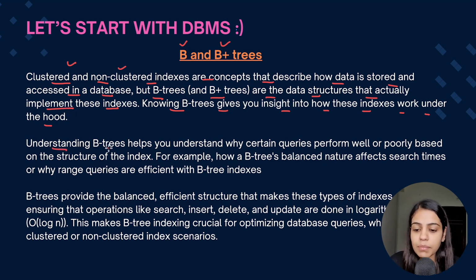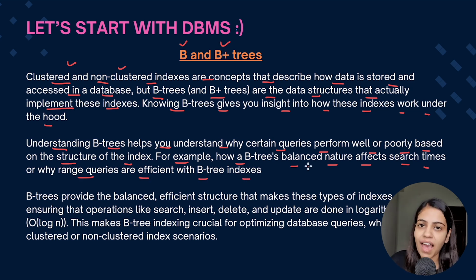Understanding B trees helps you understand why certain queries perform very well or poorly based on the structure of the index. So based on the structure of the index, we can determine why a given query is performing very poorly or very well. For example, how the balanced nature of a B tree affects search times, or why range queries are efficient with B tree indexes. The balanced nature of B trees helps us retrieve data very fast, and it also helps us search for range queries.